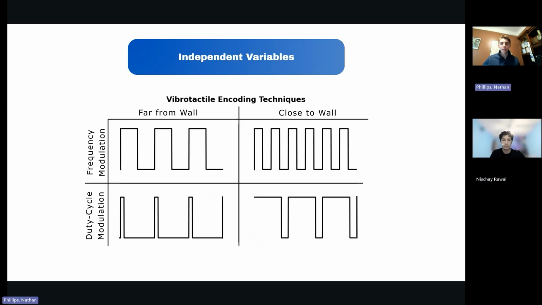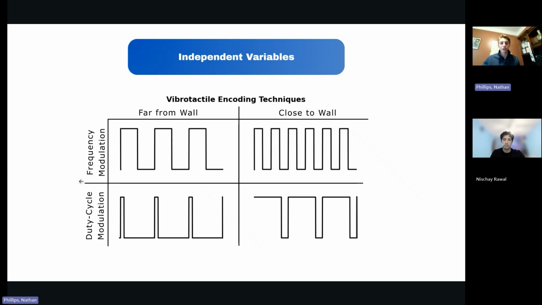One of the things that a lot of these novel research papers haven't covered is how you can properly and most effectively encode different distances. So that's what we really wanted to hone in on: which encoding techniques can we use to most effectively transmit a distance to a user. And so we've chosen to draw from two techniques, one where pulses will be modulated by duty cycle and one where they're modulated by frequency.